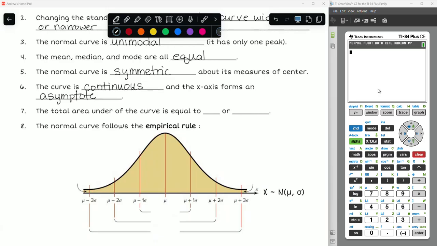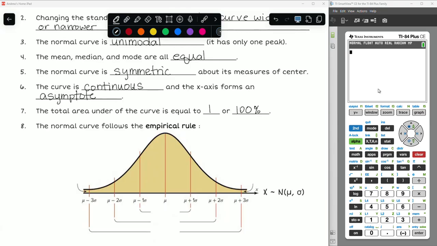Knowing that this graph never closes off at the edges makes the next point a little bit odd. Even though this graph goes on forever and ever and ever on the left and right, and it never closes off, there is a finite total area, and we know that it's equal to 1 or 100%.